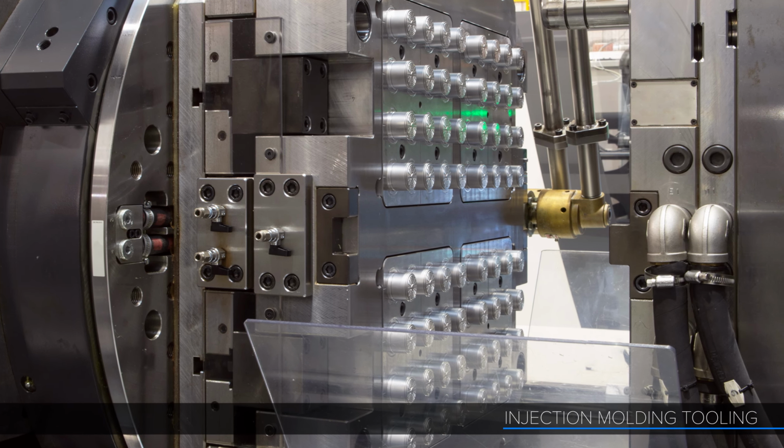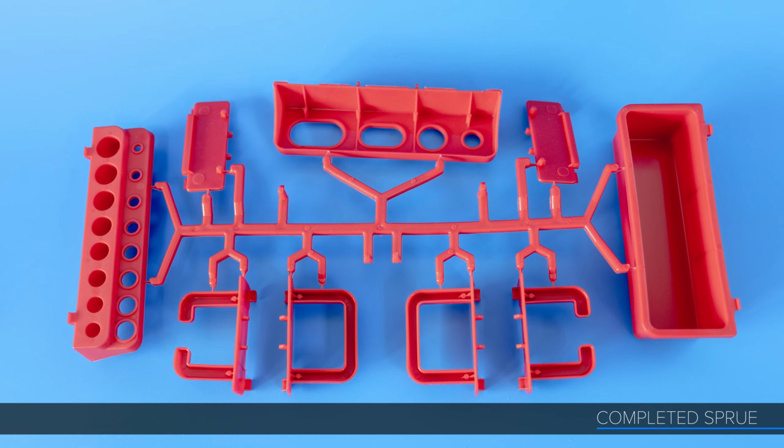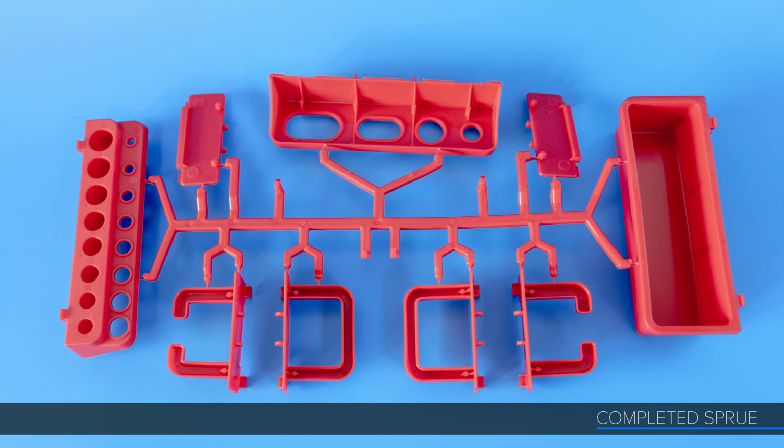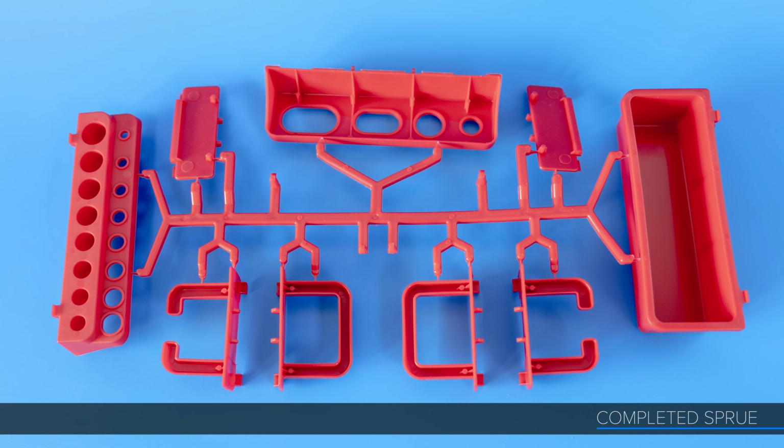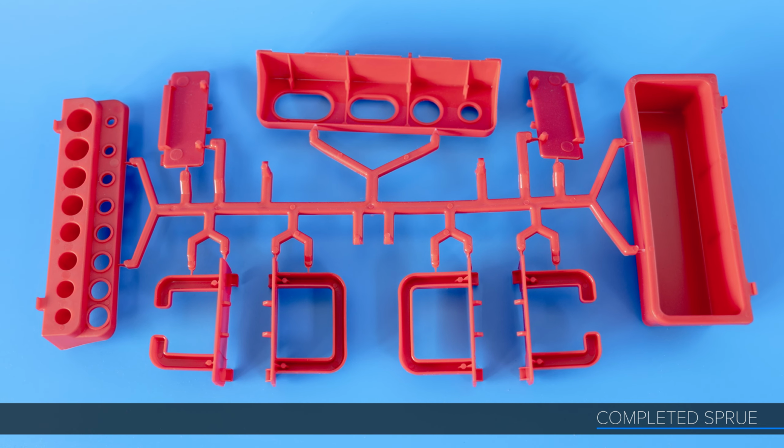So from here I could go into more details on tooling like draft angles, sprue placement, and connection features for mold making, but those topics all get into more detail than I want to cover in this video. Instead I want to switch over to the other end of the manufacturing spectrum and talk about 3D printing.